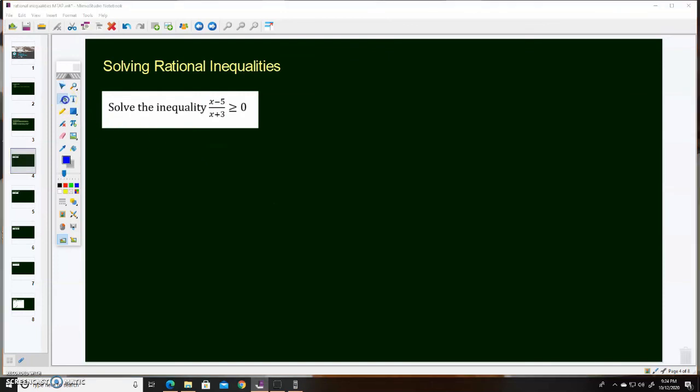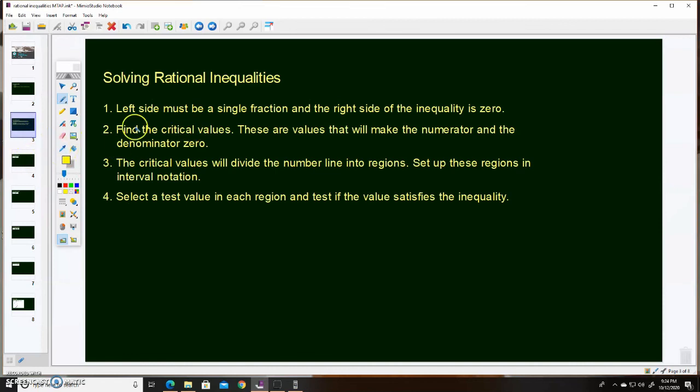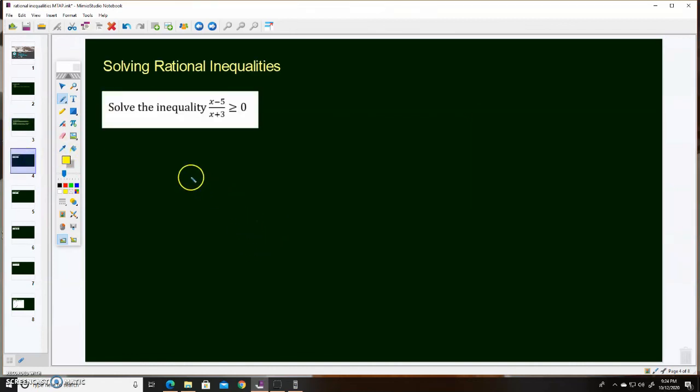Step 1 is already done. The right side is 0 and the left side is a single fraction. So we go to the second step right away, which is to find the critical values. What will make the numerator 0? x minus 5 equals 0, so x is 5. What will make the denominator x plus 3 equal 0? Obviously, it's negative 3.